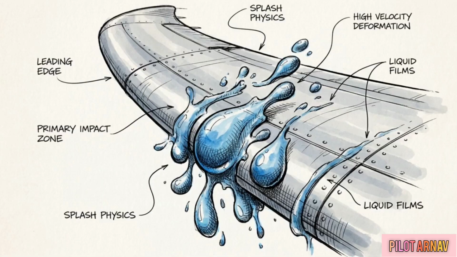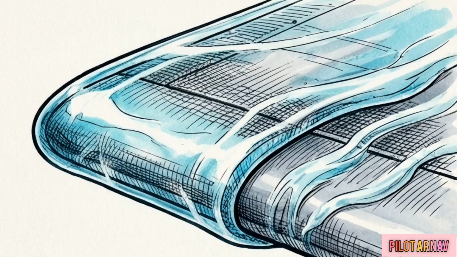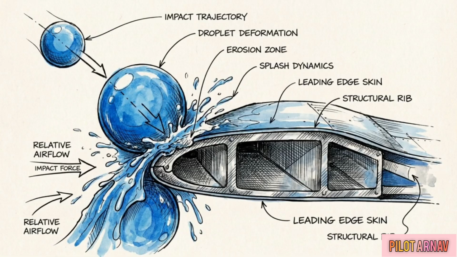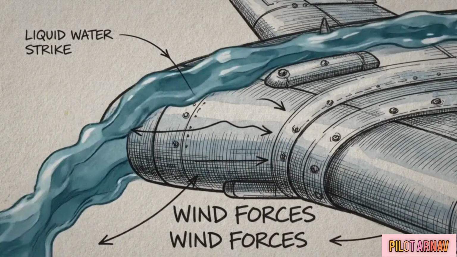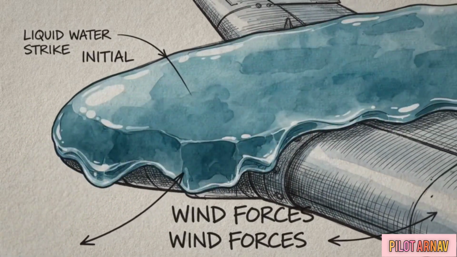When those droplets do strike, the resulting ice takes specific forms. Clear ice is a glossy, transparent, and uniform layer. It is heavy and hard to remove. It forms when large, supercooled droplets hit the leading edge. Because of their massive size, they freeze slowly, flowing backward over the chord of the wing before fully solidifying.